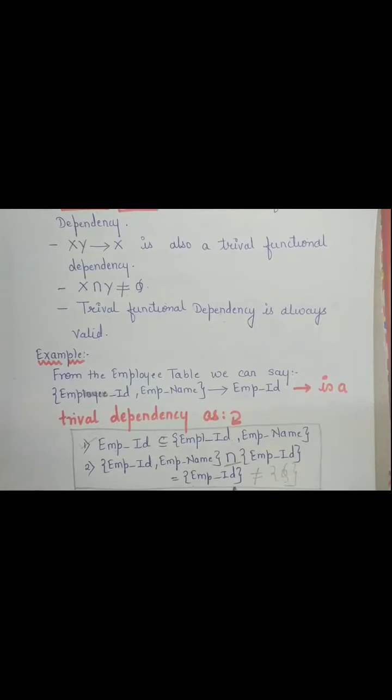The necessary condition we must always know over here is that the dependent, whatever dependent we are taking, must be a subset of the determinant. The next thing is, when we take the intersection of determinant and dependent, it must never be an empty set. Clear guys? Okay. Next sheet, non-trivial functional dependency.